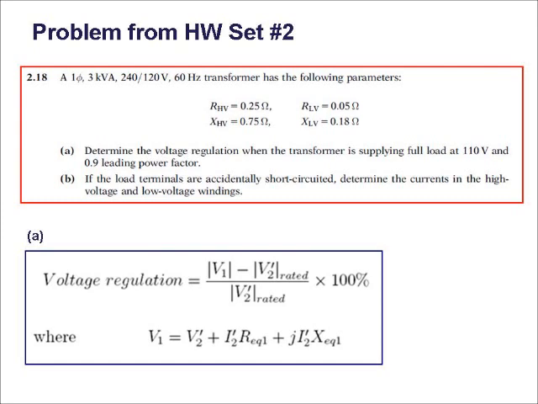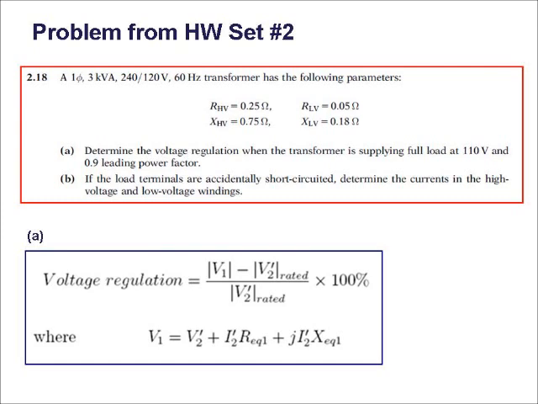So we have here, on the same slide, how we calculate the voltage regulation. Item A, voltage regulation will be V1 non-loaded minus V2 prime at loaded rated conditions, divided by V2 prime at rated loaded conditions, times 100%. And V1 is related to V2 prime with the voltage drop across the series resistance and leakage reactance.